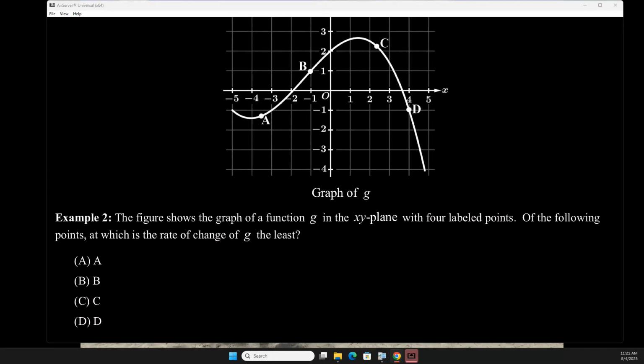So now we have 4 points. And the question is, at which point is the rate of change the least? All right, so we have a positive, a negative, and a negative. What do you think is the smallest rate of change? D, the one that is negative and the steepest. The steepest negative. It's going to be D.